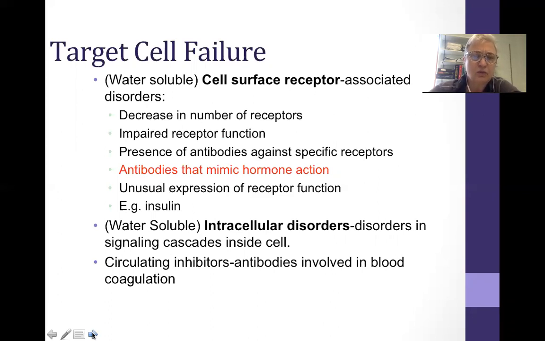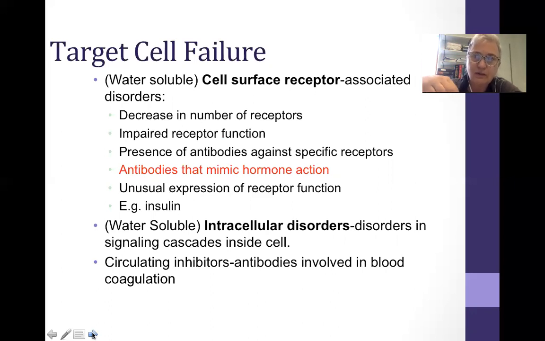Another water-soluble disorder is, if you remember from A&P, a hormone that is more lipid-oriented can get into a cell very easily because it is lipid soluble and the cell membrane is made of a lipid. So a lipid can get into the cell really easily. Water-soluble hormones, like insulin, will bind to the outside and trigger that cascading signal transduction process inside.